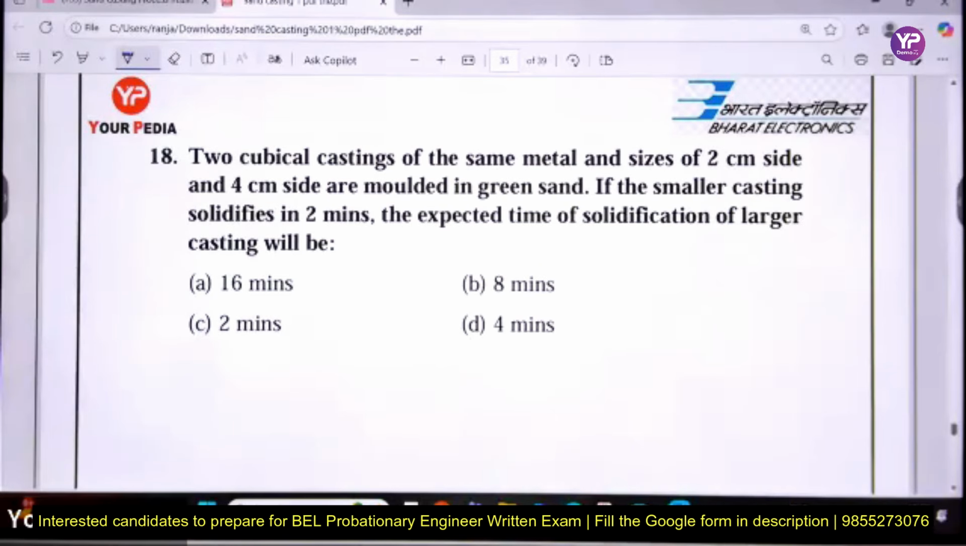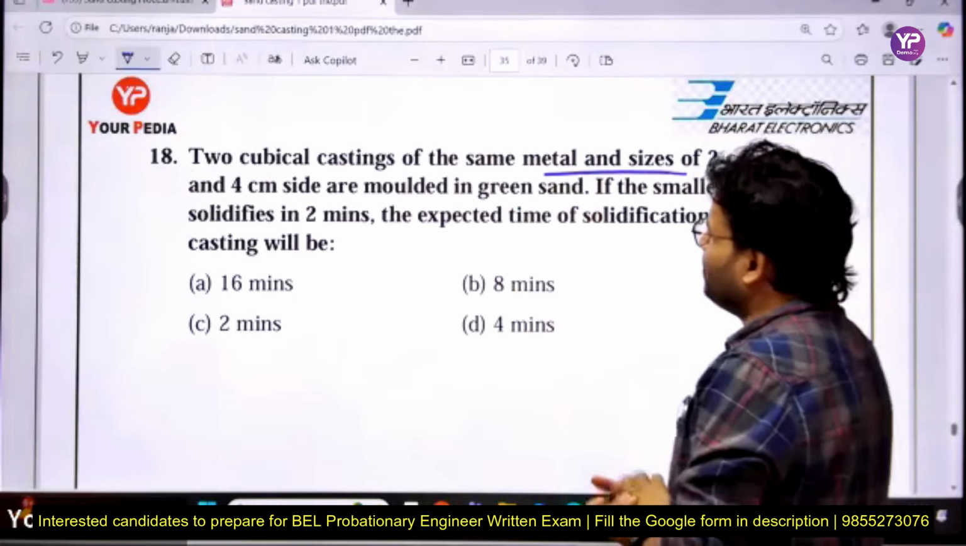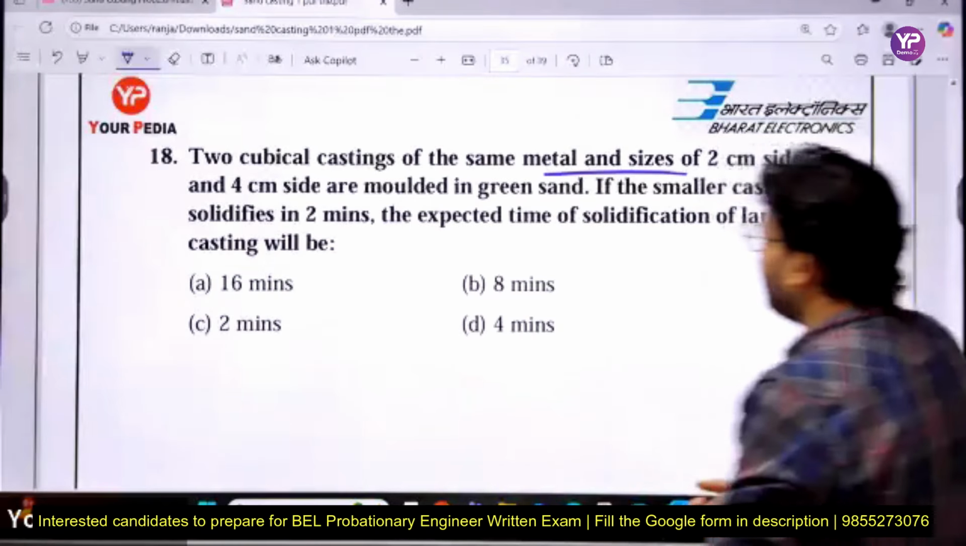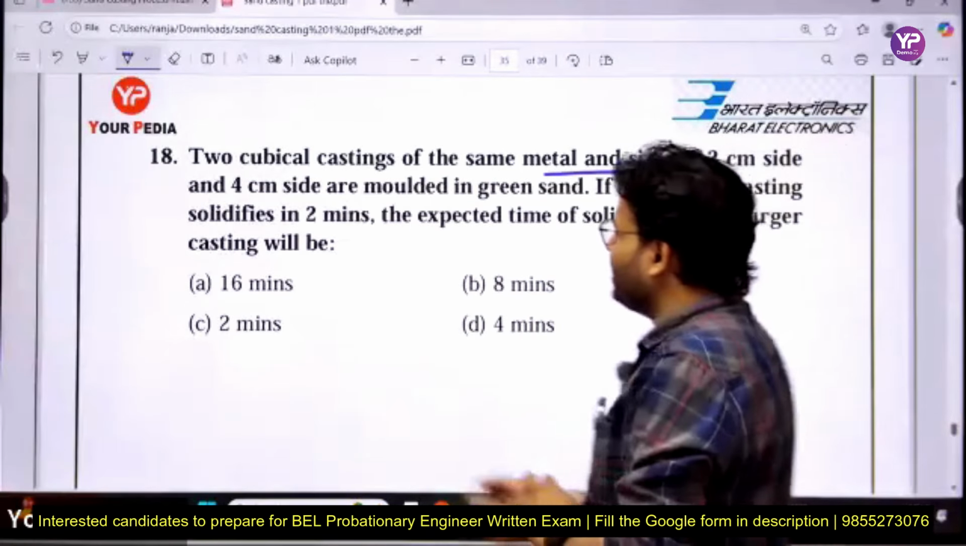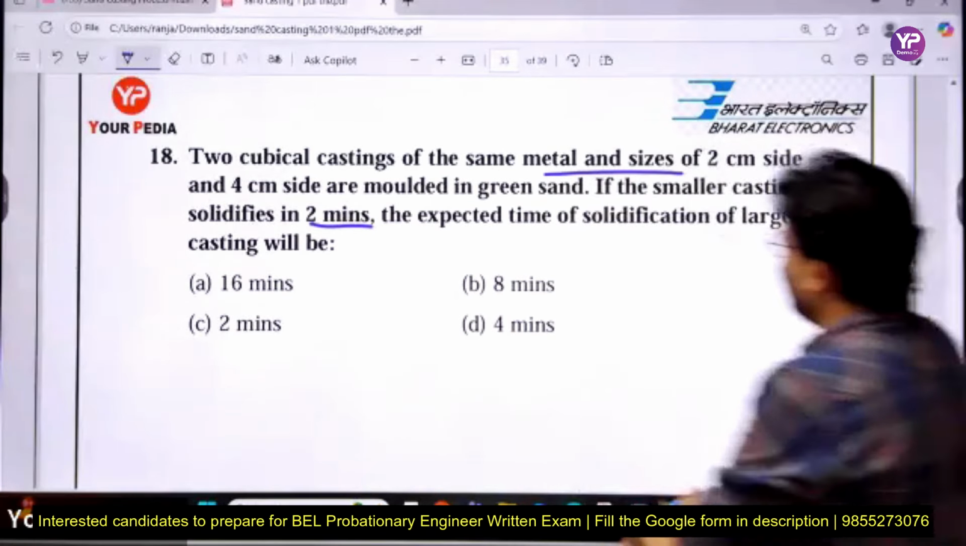Two cubical castings of the same metal, with sizes of 2 cm side and 4 cm side, are molded in green sand. If the smaller casting solidifies in 2 minutes, the expected time of solidification of the larger casting will be? You have to find the solidification time of the larger casting. First, let us check your answer, because all of you are going to give the answer.